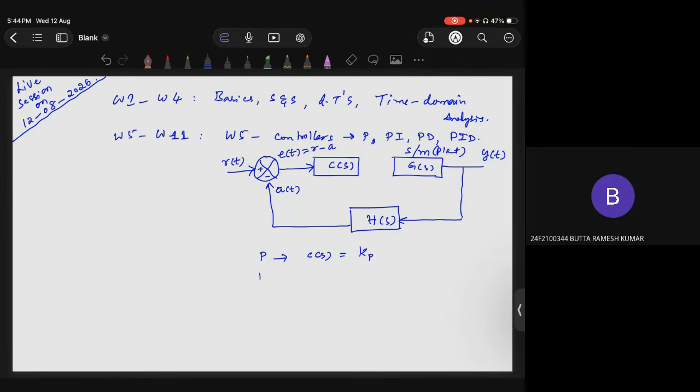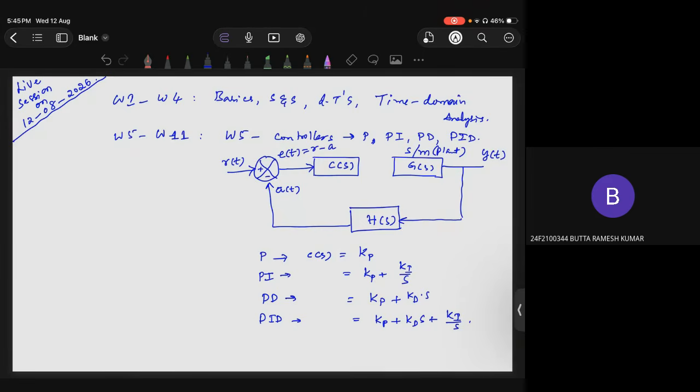If it is a PI controller, then this will be KP plus KI by S. If it is a PD controller, this will be KP plus KD multiplied by S. If it is a PID controller, KP plus KI by S plus KD S. That is the value of the C of S.